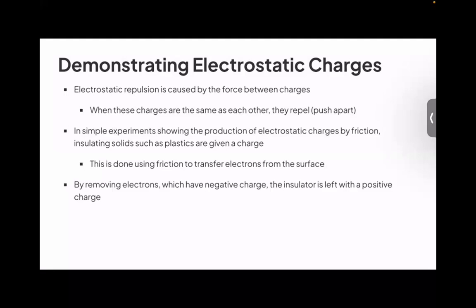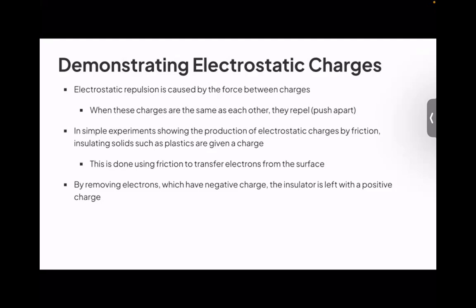All right. How do we show that? Well, we rub it with anything. You should note this down, Mahin, because they will ask you how you can demonstrate electrostatic charges. You can note it down in short form. When these charges are the same, they repel each other. You can write in very simple terms that we can show electrostatic charge by friction.